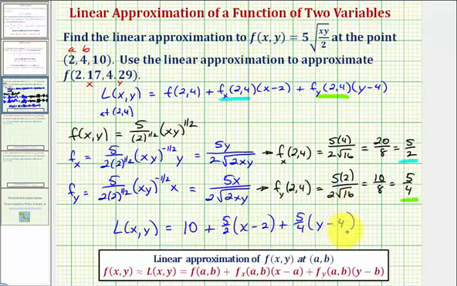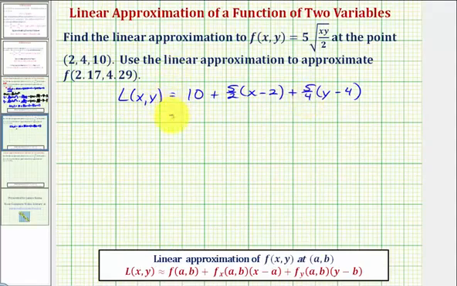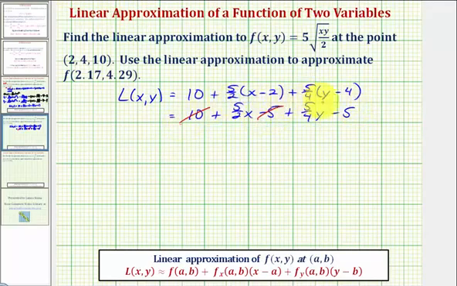We will go ahead and simplify this, but notice how for the second part, to find a linear approximation, we would just simply substitute the new x and y values into L of x comma y. To simplify, we'll distribute, so we have 10 plus 5/2 x minus 5 plus 5/4 y minus 5. Notice how we have 10 minus 5 minus 5, that would be 0. So our linear approximation of f of x comma y at the given point is L of x comma y equals 5/2 x plus 5/4 y.